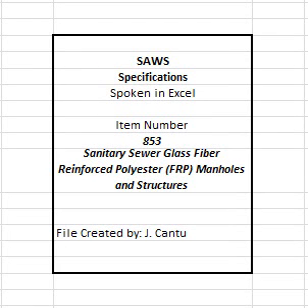San Antonio Water System Standard Specifications for Construction. Item No. 853. Sanitary Sewer Glass Fiber Reinforced Polyester, FRP, Manholes and Structures. 853.1 Description. This item shall govern the construction of FRP sanitary sewer manholes and structures, complete in place and the materials therein, including manhole ring and covers.